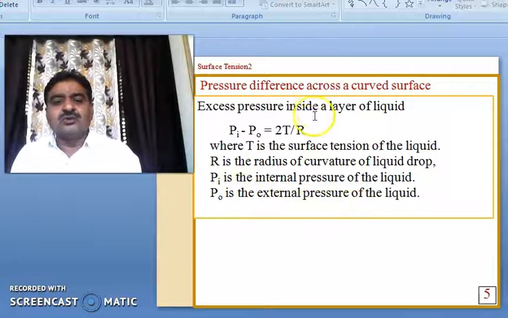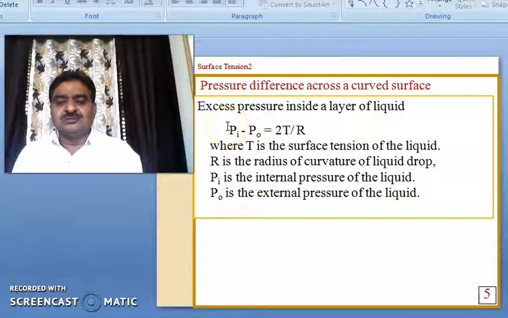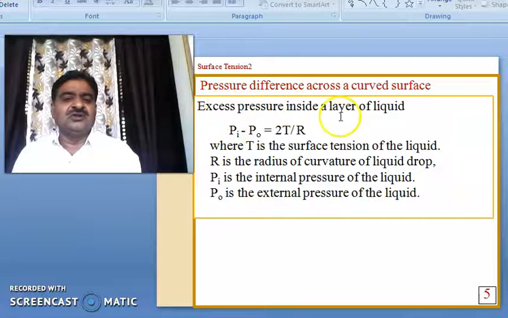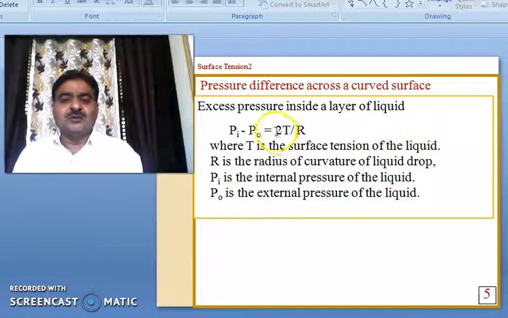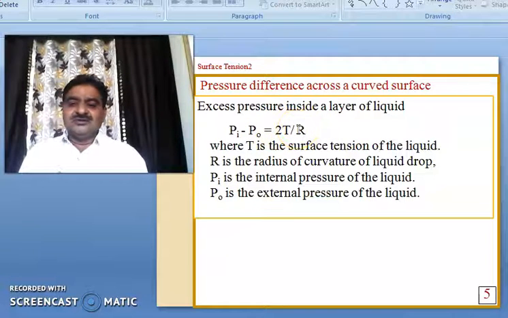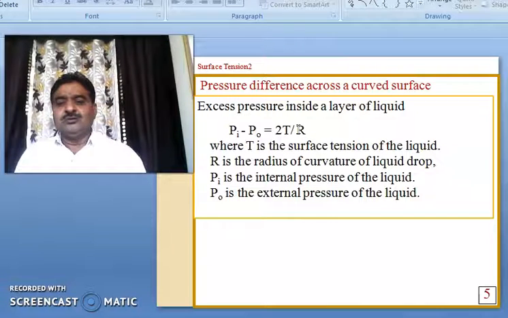And this relation we have to derive. There is a possibility of a question in the examination: derive the expression for excess pressure inside a liquid drop or inside a soap bubble. In the case of a soap bubble, instead of 2T by R, we will get 4T by R. How is 4 coming? That concept we will also discuss later on in the next slide.